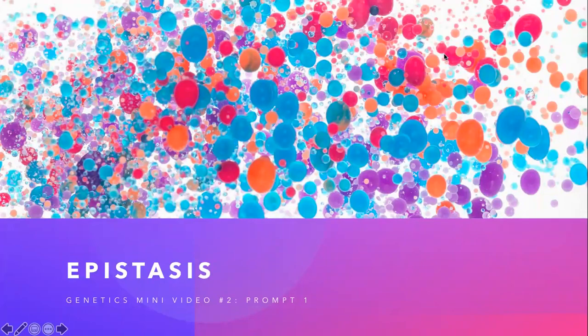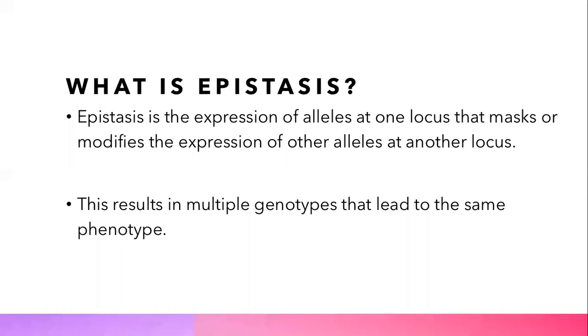Today we will be discussing epistasis and how this relates to the first prompt for the second genetics mini video. So what is epistasis, you might ask? Epistasis is the expression of alleles at one locus that masks or modifies the expression of other alleles at another locus. This results in multiple genotypes that lead to the same phenotype.